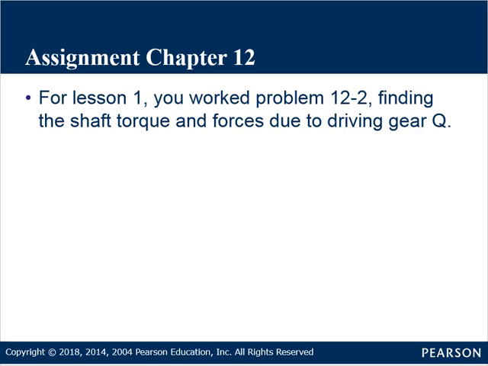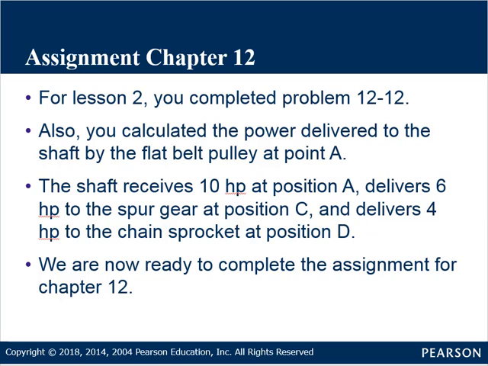Okay, so for lesson 1, you worked problem 12.2, finding the shaft torque and forces due to the driving gear Q. That's driven gear Q. For lesson 2, we completed problem 12.12. Also, you calculated the power delivered to the shaft by the flat belt pulley at point A. Here's a hint. The shaft receives 10 horsepower at position A. It delivers 6 horsepower to the spur gear at position C, and it also delivers 4 horsepower to the chain sprocket at position D. So now we are ready to complete the assignment for Chapter 12.